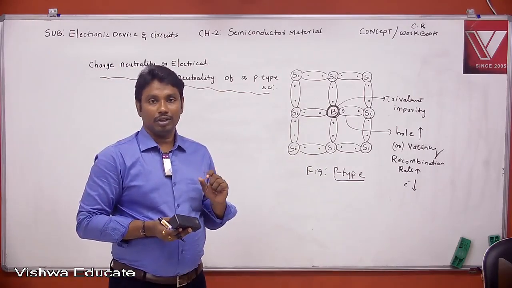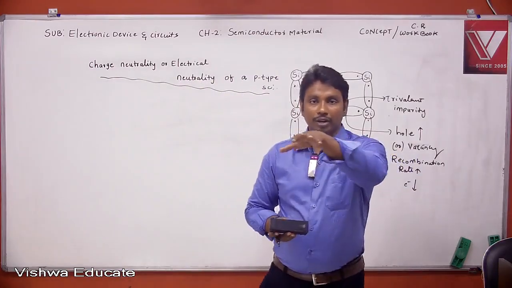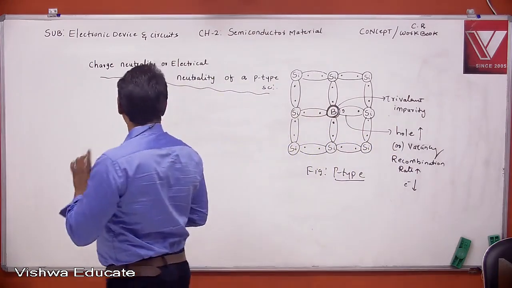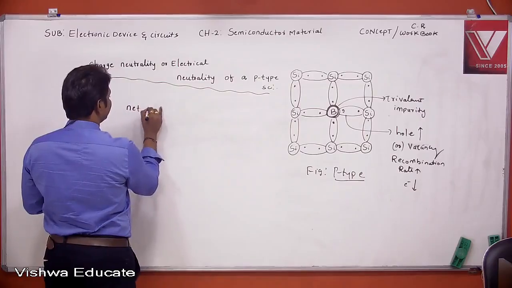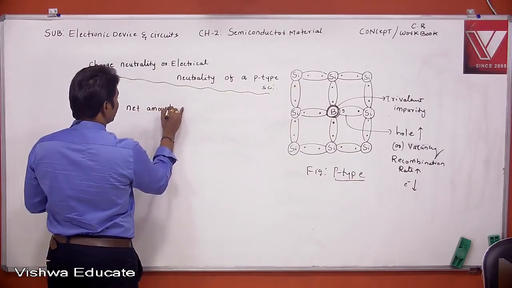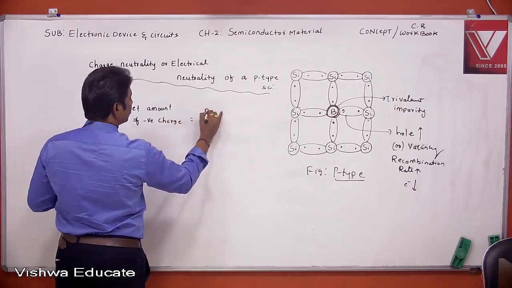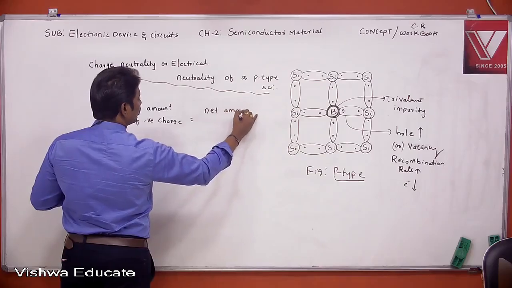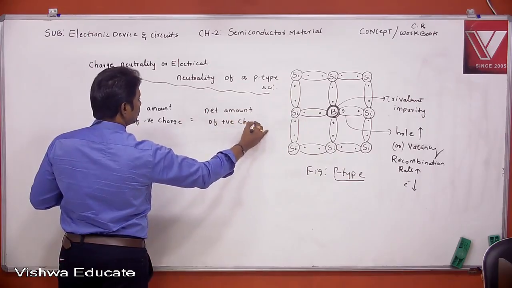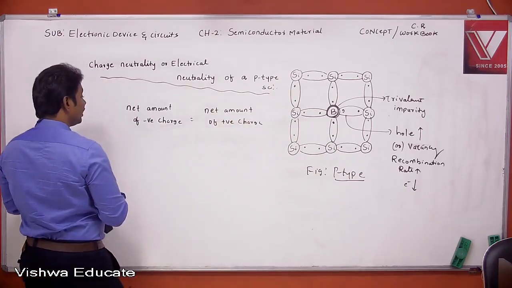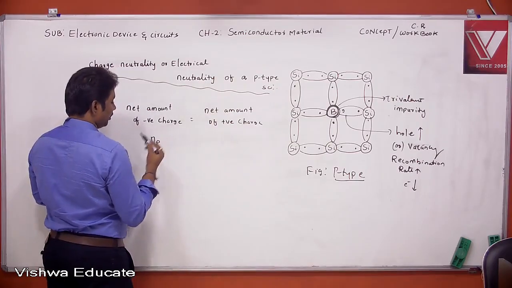I already told you, charge neutrality or electrical neutrality means the net amount of negative charge is equal to the net amount of positive charge. In the case of a p-type semiconductor also, the net amount of negative charge is equal to the net amount of positive charge. What is the net amount of negative charge in a p-type semiconductor? The electron concentration.